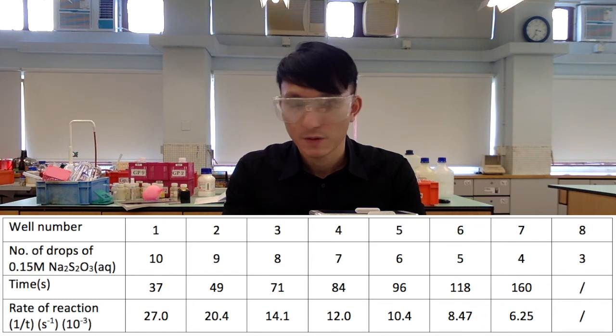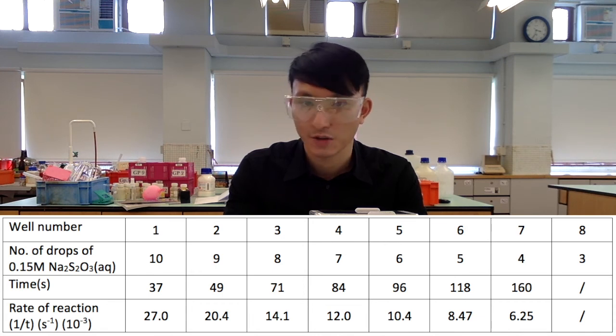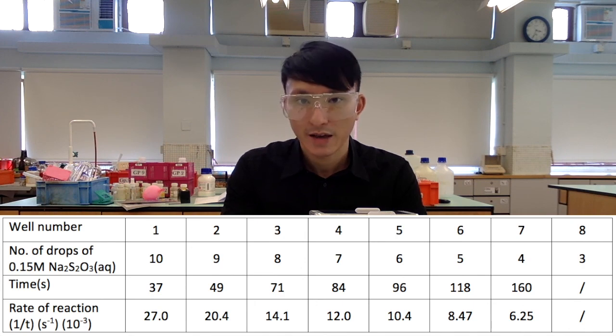If you look at the table, you may notice that as we have more drops of sodium thiosulfate added, the time it takes for the cross to disappear is shorter, and the rate of reaction, expressed as 1 over t, is larger. With more drops of sodium thiosulfate, the concentration of thiosulfate is higher. So the rate of reaction is higher when the concentration of sodium thiosulfate is higher. This is the end of the experiment.